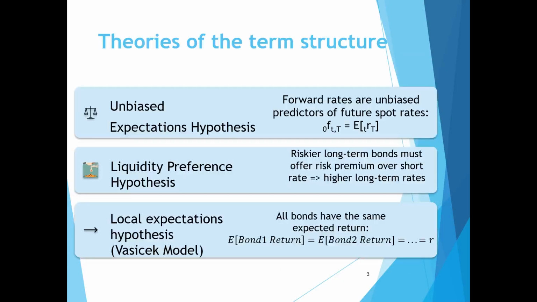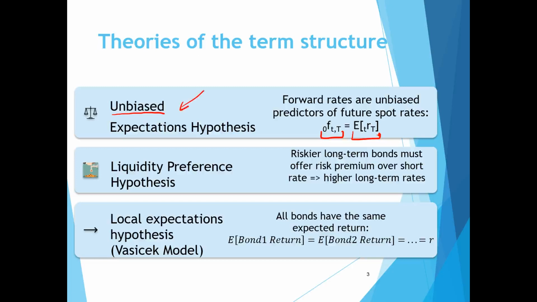So here I'm going to put some of them. These are not all of them. The first one is called the unbiased expectation hypothesis. In the unbiased expectation hypothesis, the expected value of a future rate is equal to the forward rate. When we saw the chapter on forward rates, we saw that the expected value of a rate is not its forward rate. However, this is the assumption that is made in this unbiased expectation hypothesis.